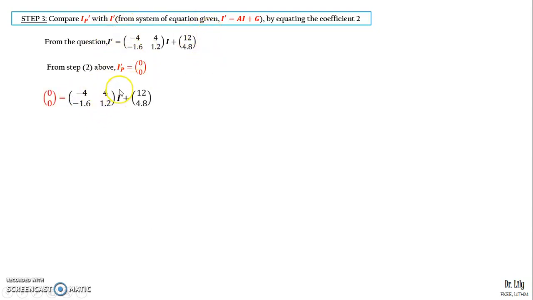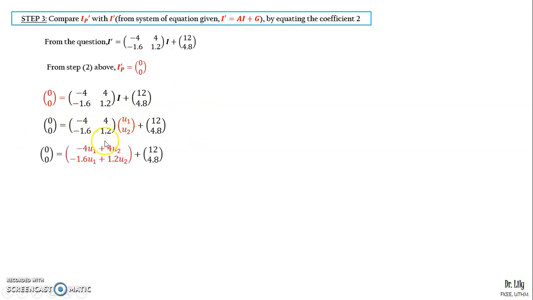Okay. And then after that, you ada matrix I kat sini. Matrix I ni you kena gantikan dengan nilai IP. So IP you adalah U1 dan U2. And then lepas dah substitute, kita kembangkan dia. So sini you ada negative 4U1 plus 4U2. Okay. Here you ada negative 1.6 U1 plus 1.2 U2. Okay. So bila dah kembangkan, kita boleh solvekan row by row.